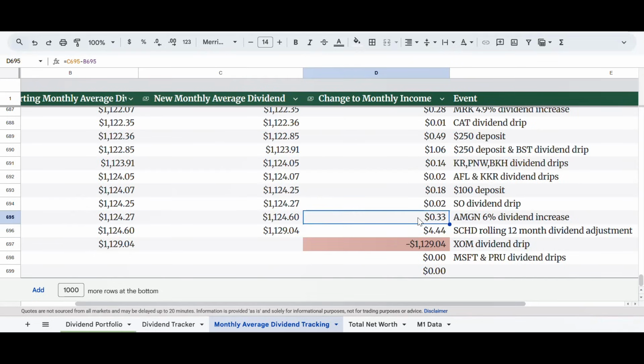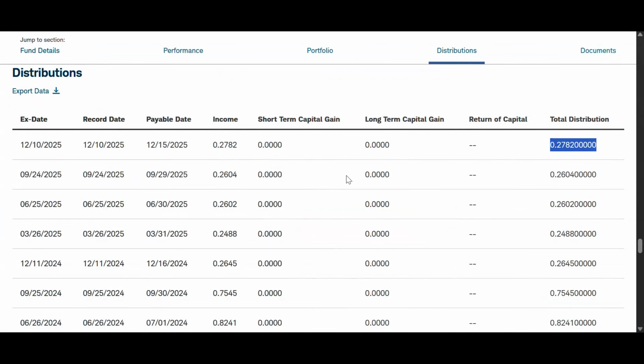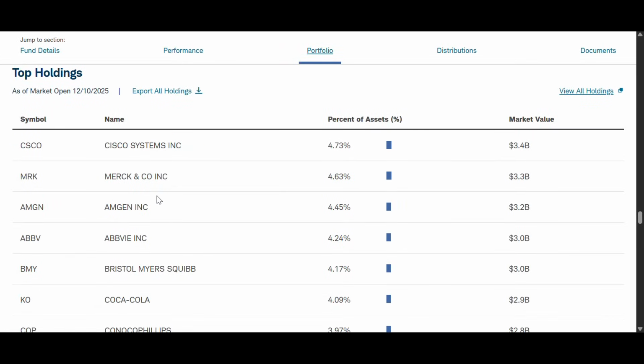And it wasn't long ago where people were kind of poo-pooing on SCHD. Should I sell it? Things like that. SCHD is doing exactly what SCHD is supposed to do. Really, what was happening was just some of the things in the portfolio were dropping.